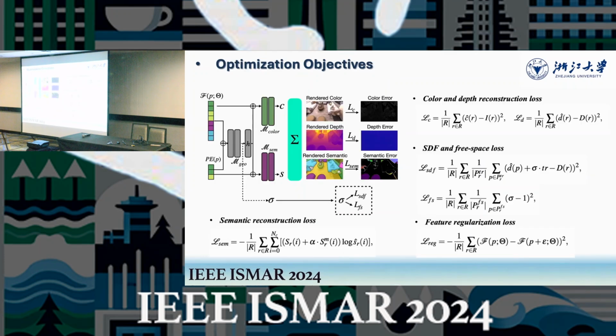In this part, we show our loss functions. First is the reconstruction loss of color and depth, which performs pixel-by-pixel optimization between rendering results and ground truth images. The second is the SDF and free space loss, which can learn an accurate geometry field by optimizing the signed distance function. To enforce spatial smoothness of the parametric encoding, we apply smoothness constraints on features. Finally, we apply the semantic reconstruction loss to optimize the 3D semantic field based on single-frame and multi-frame semantic prediction.